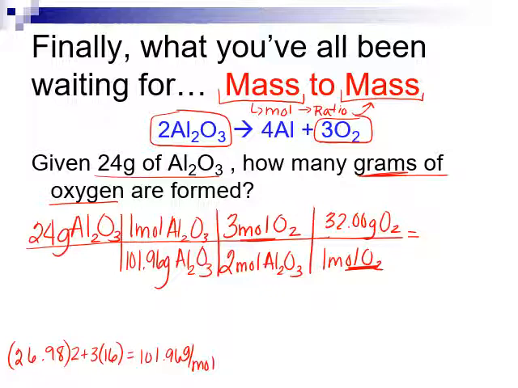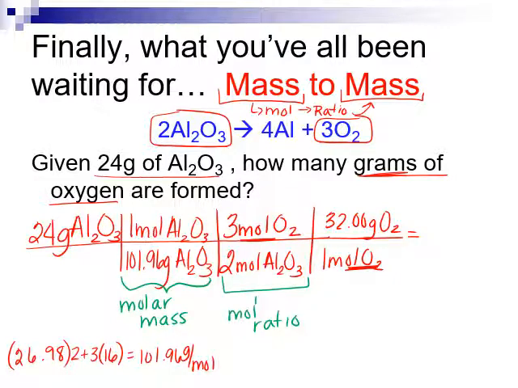So let's look back and look at the setup. This is the molar mass of aluminum oxide. Then we have our mole ratio that converts between one and the other. And then finally we have the molar mass of the second one. Notice that this is all of the different types we've been doing all put together. So let's do the math.